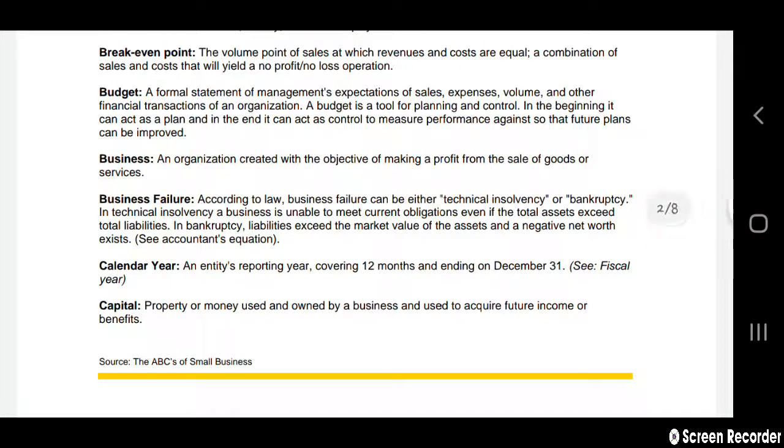Break even point. It is the volume point of sales at which revenues and costs are both equal, a combination of sales and cost that will yield a no profit, no loss operation.